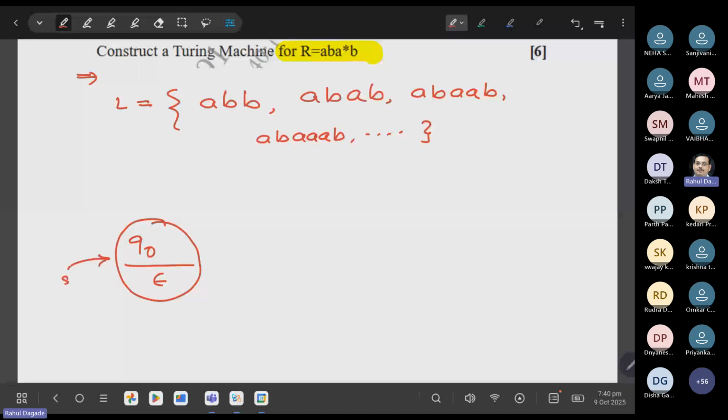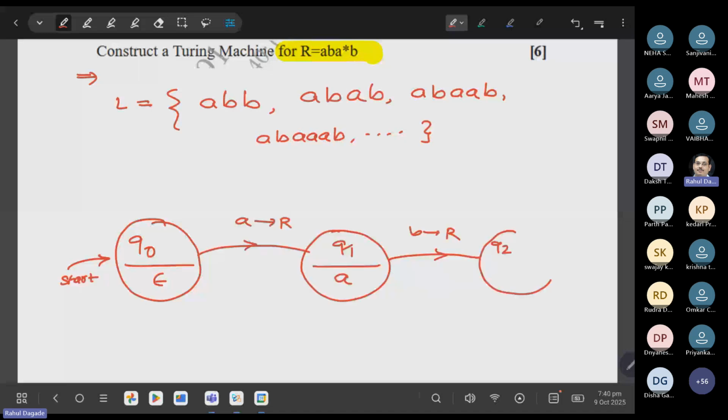If it gets A, it means that move the head to the right. We are coming into the Q1 state. What does it indicate? It indicates that I got A. In Q1 state, if I get B, then move the pointer to the right and come to Q2 state, indicating that I got AB. अब इसके बाद मुझे कितने A's मिलते हैं? I'll remain in the same state. A, move to the right.